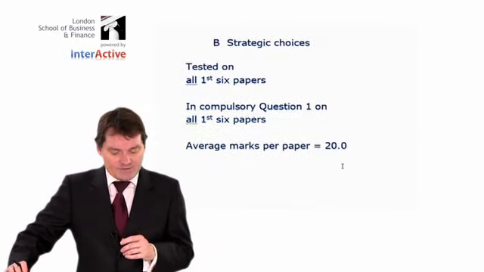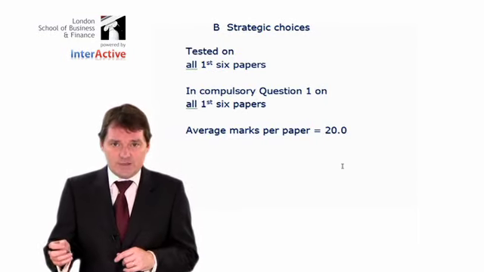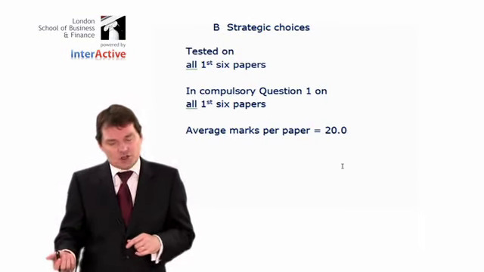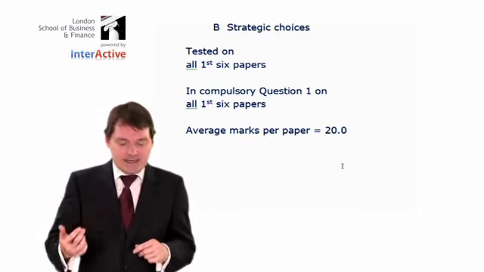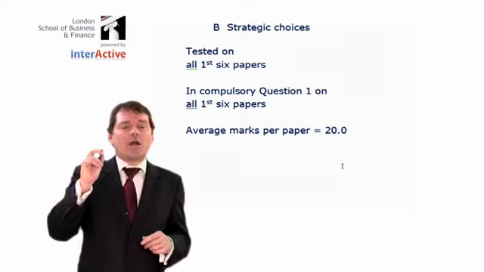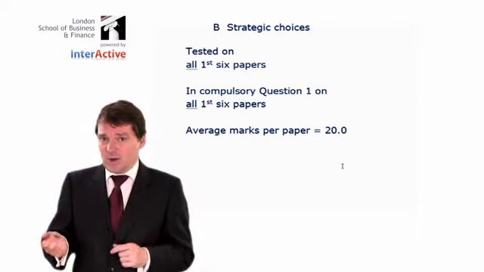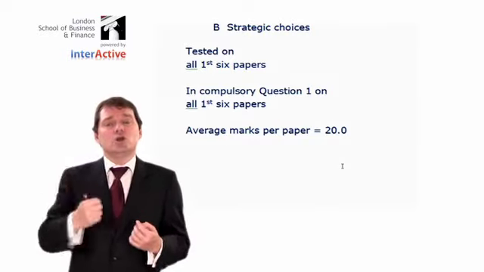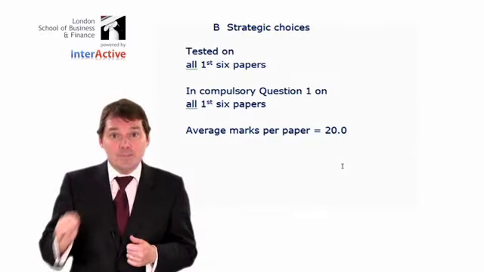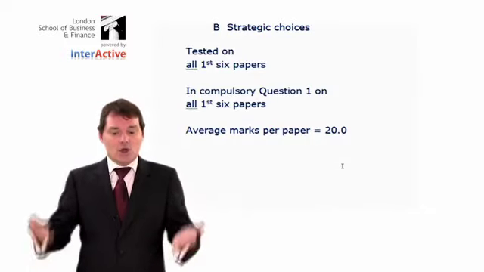The second area of the syllabus, Section B, is about what's called strategic choices. Strategic choices, again, have been tested on all of the first 6 papers. And they have always been in question 1. Again, they have appeared in other parts of the paper as well, but they've always been in question 1, usually question 1, part B. So part A is on the position, part B is on the choice.